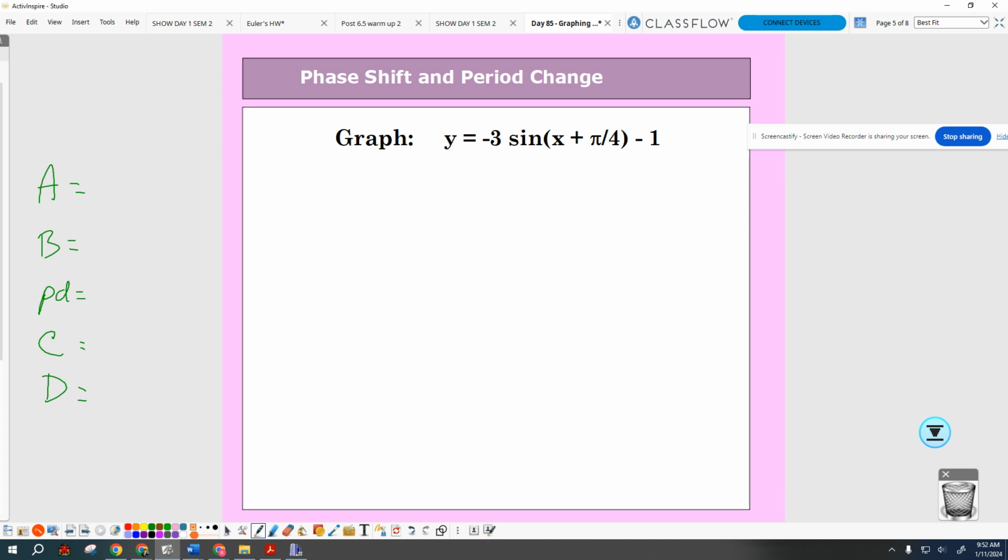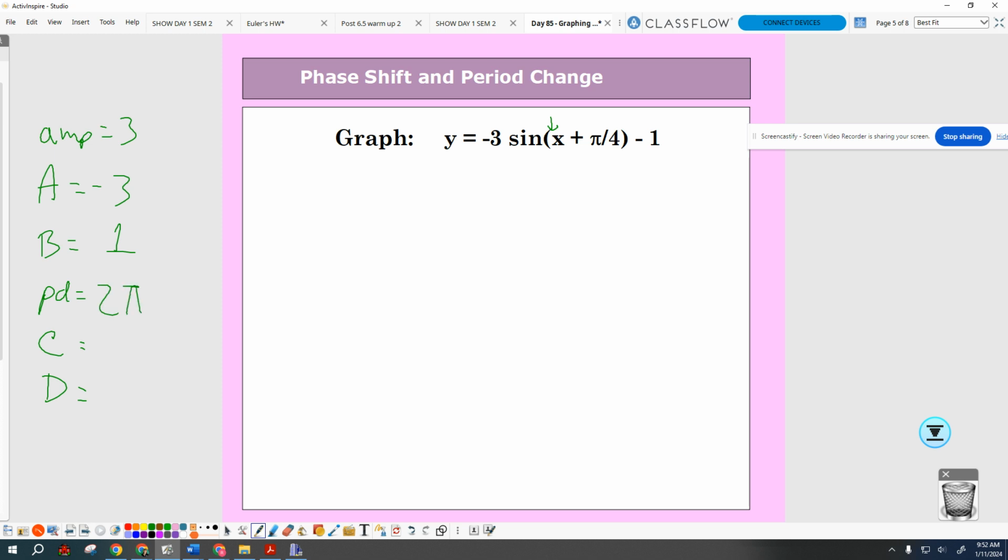Maya, what's the amplitude? A is negative 3, but the amplitude is positive 3. What's the B value? 1. The number multiplying the x, there's nothing written, but you're right, a 1 is implied. So Joey, what does that make the period of this function? 2 pi.